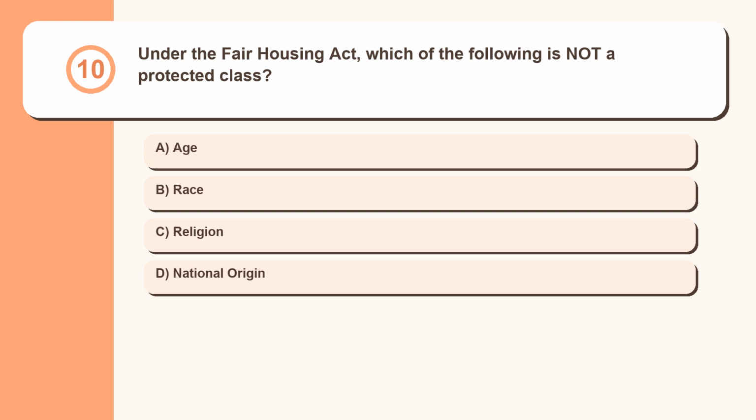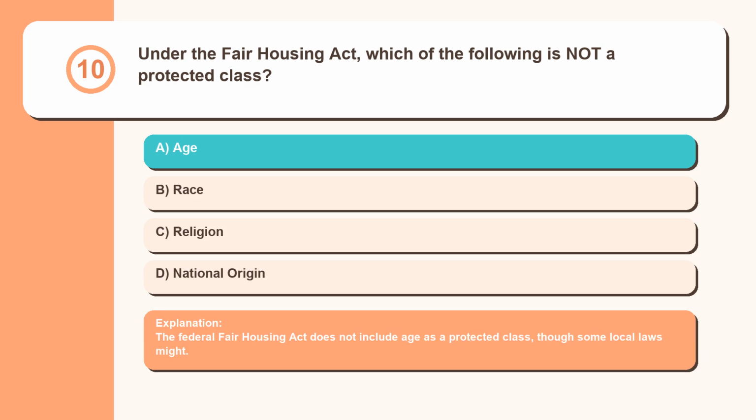Question 10. Under the Fair Housing Act, which of the following is not a protected class? Age, race, religion, national origin? The Federal Fair Housing Act does not include age as a protected class, though some local laws might.